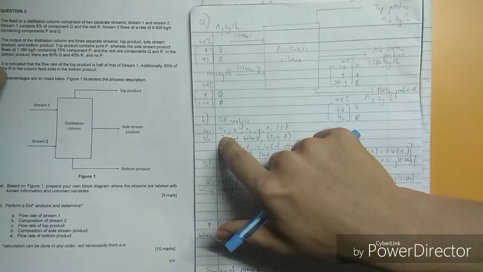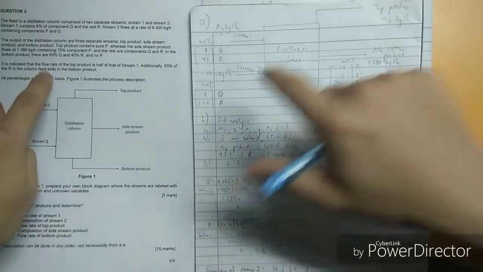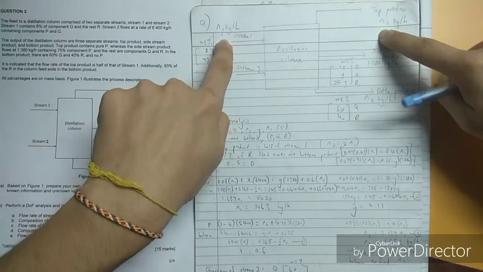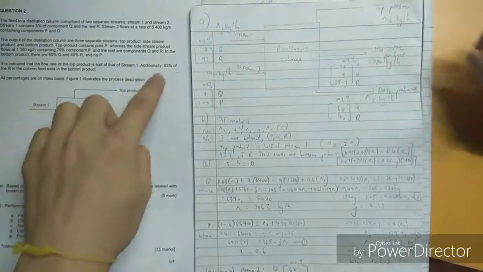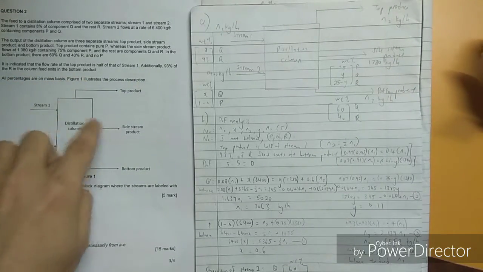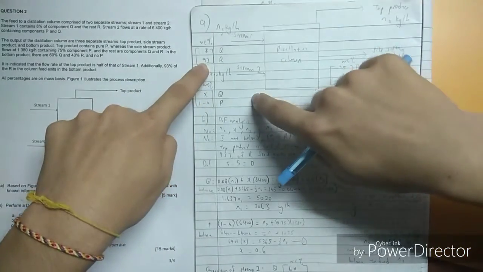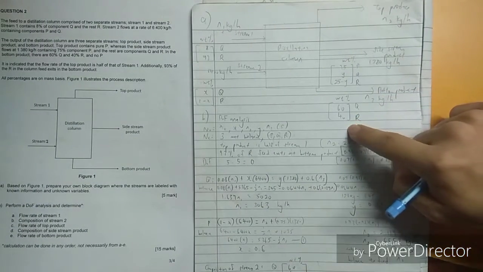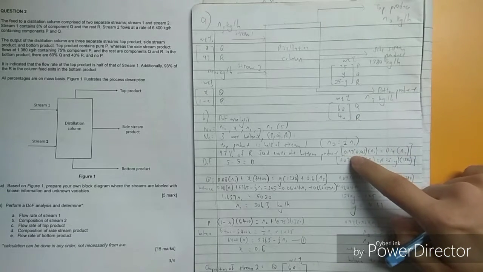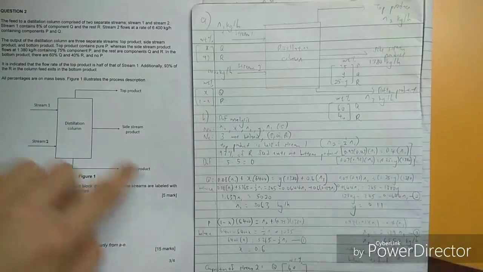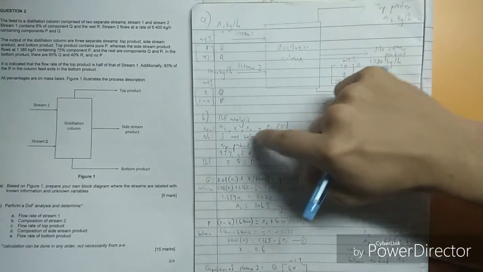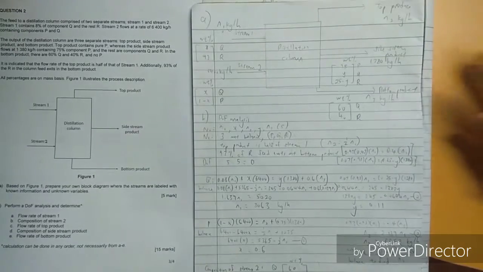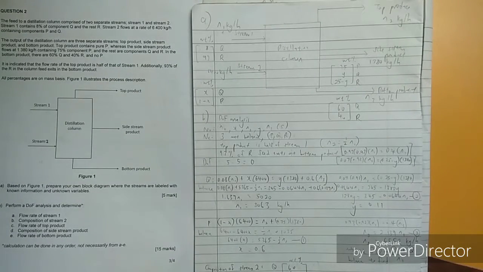Based on the question, the flow rate of the top product is half of stream 1, so N2 is equal to half N1. This is one of the equations. The next one is that 93% of the R in the column feed exits in the bottom product. The 93% of R is from stream 1, because stream 2 has no R. So the equation is 0.92 times 0.93 times N1 equals 0.4 times N3. This is another equation. So the number of equations is 5, and the DOF is 5 minus 5, equal to 0. After that, we can solve the question because the DOF is equal to 0.